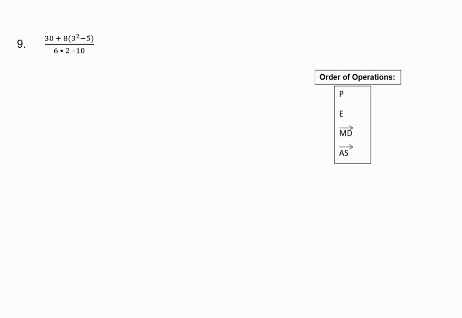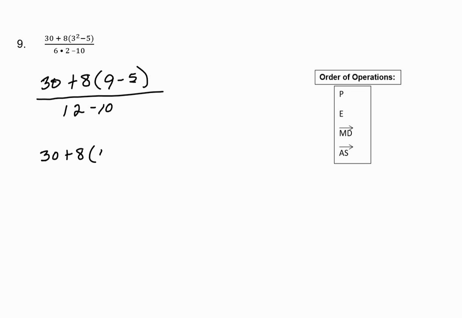exponents, 3 squared. So I'm going to have 30 plus 8 times 9 minus 5 in the numerator. And the first step in the denominator is going to be this multiplication of 6 times 2. So I'm going to have 12 minus 10. Now I still am going to be working in these parentheses up here in the numerator. So I'll have 30 plus 8 times 4. The denominator, I can go ahead and get 2 from there.